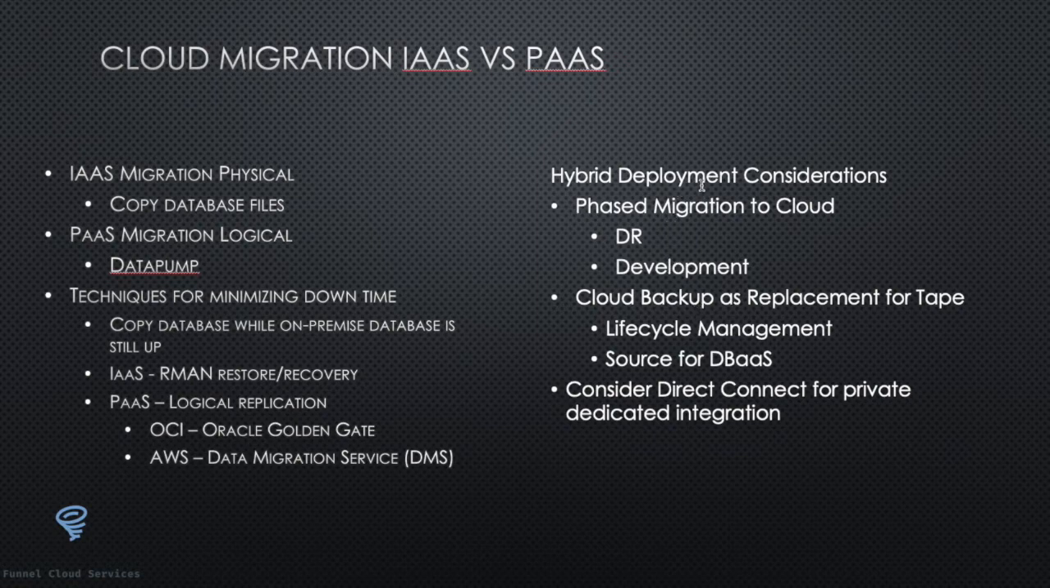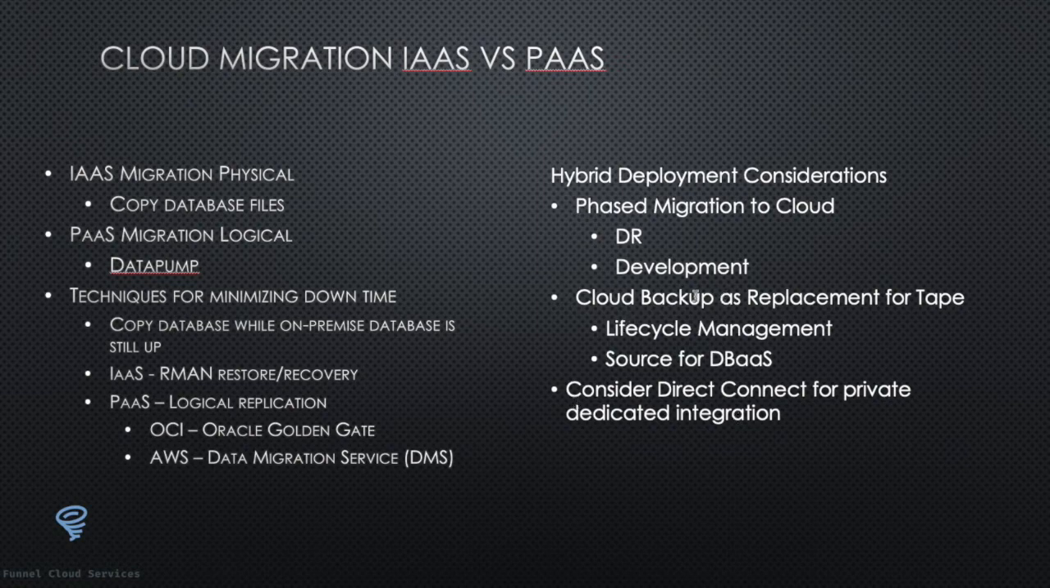With the hybrid deployments, if you're going to be starting with maybe moving something to DR or development, but keeping the on-prem solution, you want to consider creating some sort of a dedicated network, if performance is going to be relevant there.